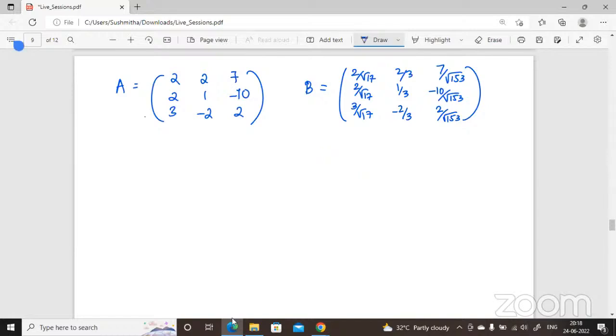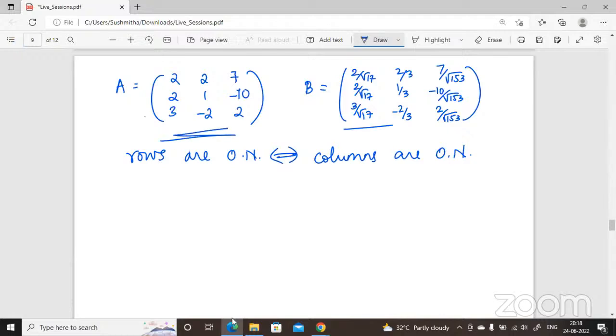Okay. Rows are orthonormal if and only if columns are orthonormal. This doesn't hold for orthogonal, only for orthonormal. Okay, madam. It is only for orthonormal. So for here, orthogonal, it will not hold. But here, after you divide by the norm, it will hold. Yes. Now it is clear.